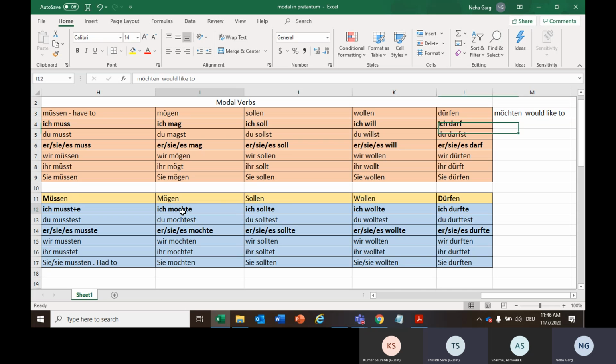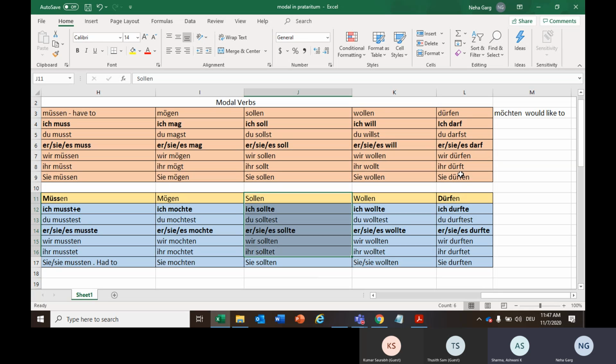And what's the meaning of mögen, by the way? Mögen means like. Like mag. Ich mag Pizza. Ich mochte Pizza. Maybe you have become diet conscious now and then you don't like pizza. So I liked pizza. So ich mochte Pizza. That way. Now, sollen, Ashwini, can you read that?